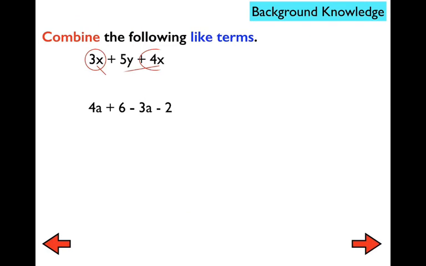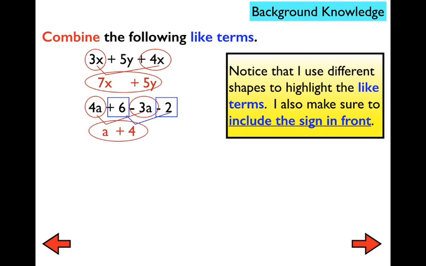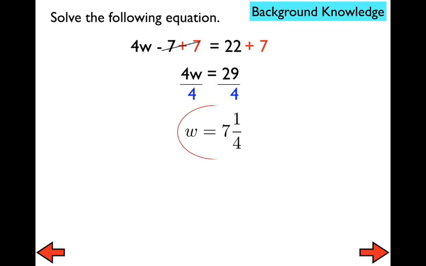We reviewed very quickly how to combine like terms. Remember, I always like to use shapes when I'm highlighting my like terms to separate them. We can only add or combine like terms that have the same variable with the same exponent. So we reviewed that yesterday in the flipped lesson. We also reviewed how to solve two-step equations by using inverse operations. Sometimes our solutions come out to be integers, and sometimes they end up being mixed numbers, like in this one.